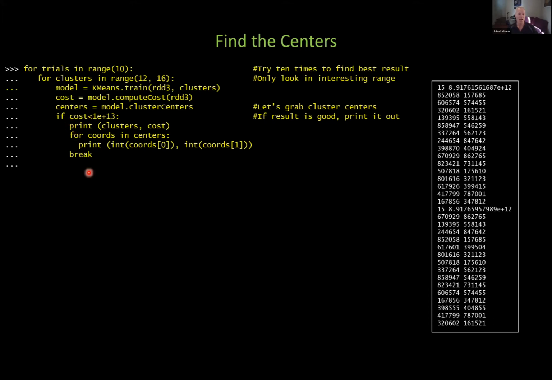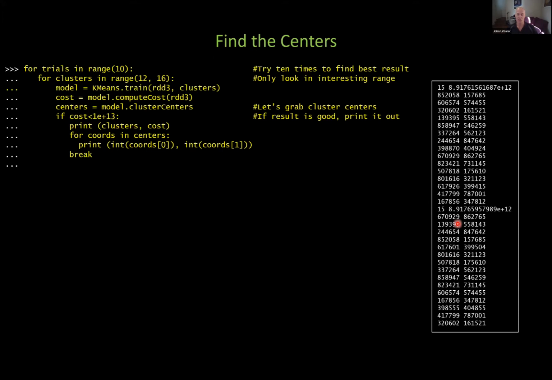I said, if the cost is less than this 10 to the 13th, then that's an interesting thing to me. Go ahead and print out the coordinates. So I did 10 runs. I threw out, looks like 8 of them weren't really quite as good. So I took the 2 that were best, and here are my 2 15 cluster centers.